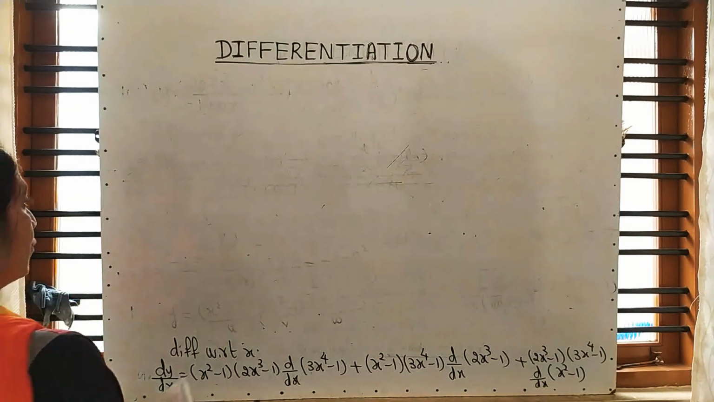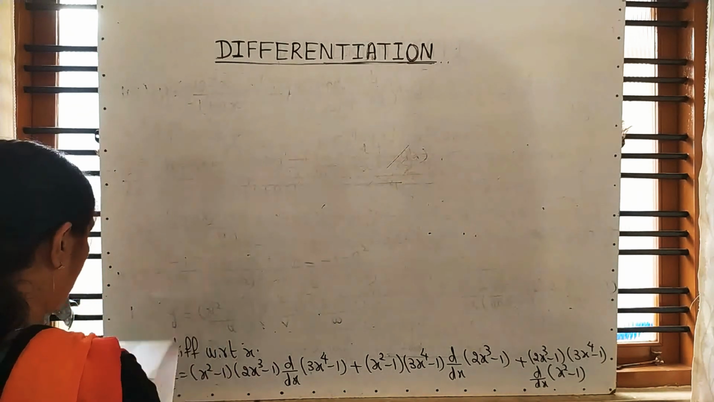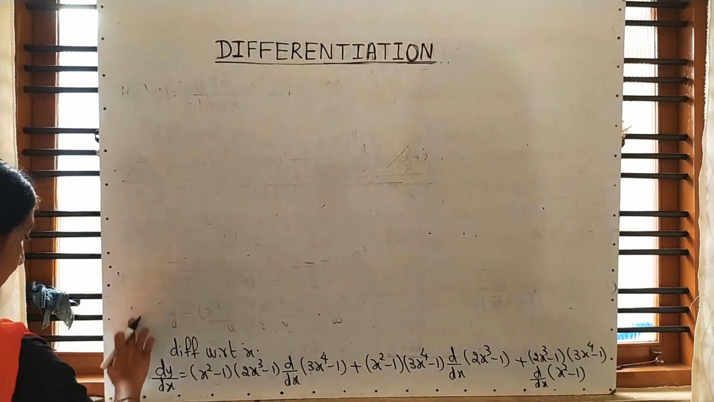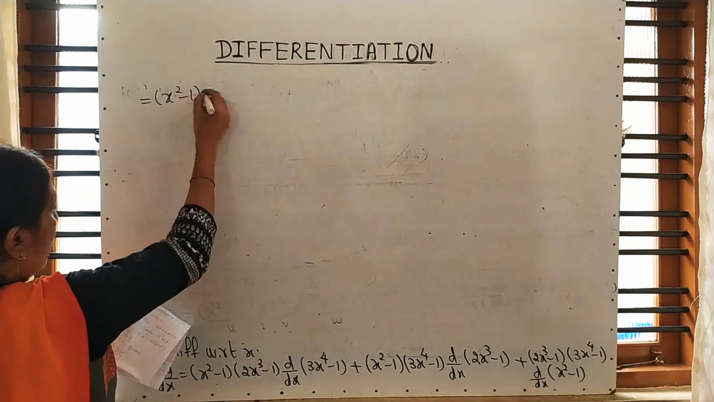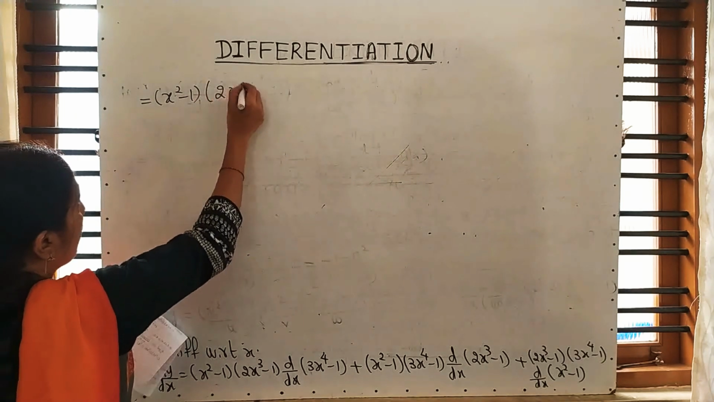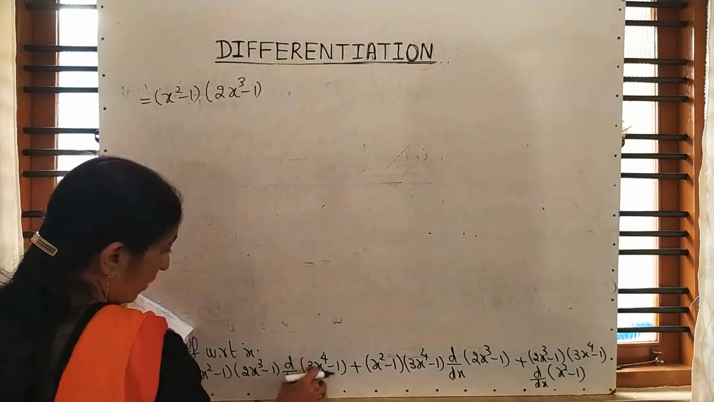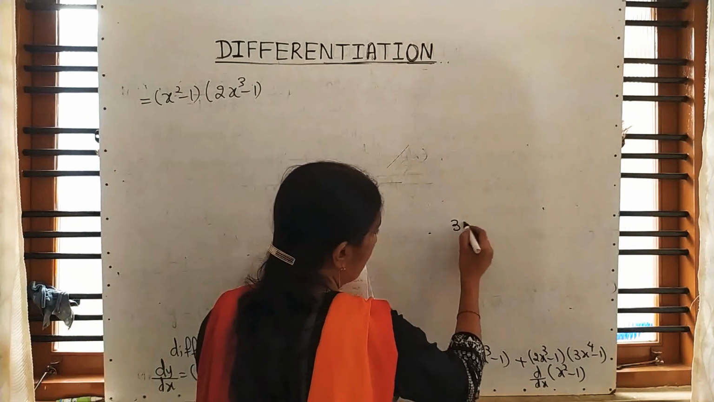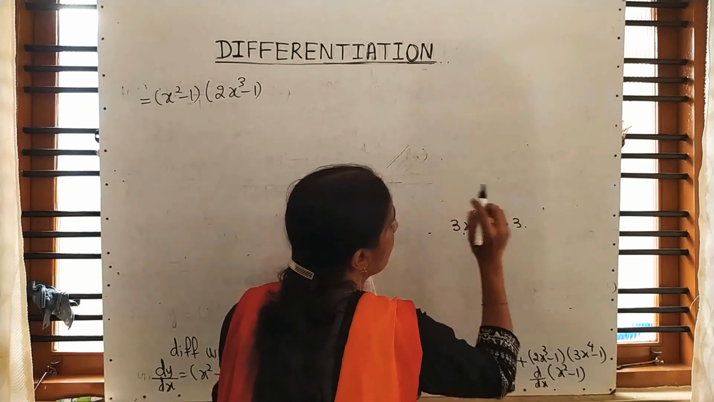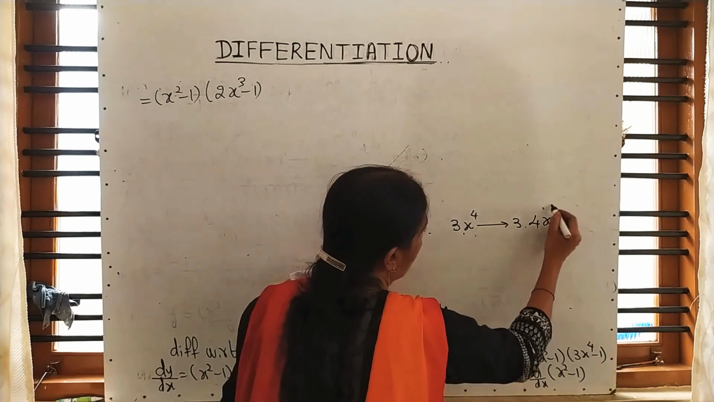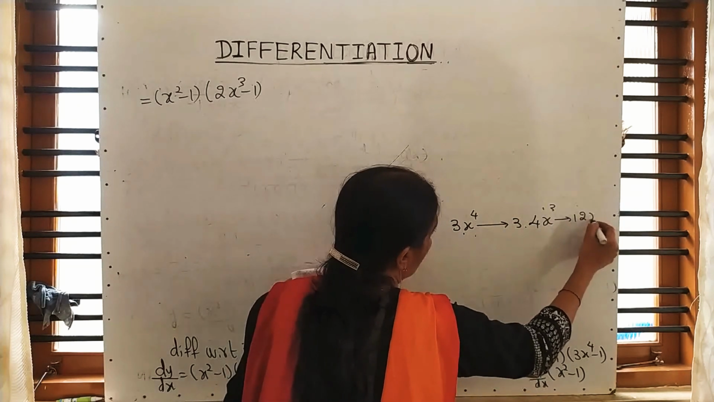The terms before differentiation are as they are: x square minus 1, 2x cube minus 1. What is the differentiation of 3 into x to the power 4? I kept 3 as it is. Differentiation of x to the power 4 is 4x cube. Final answer is 12x cube.